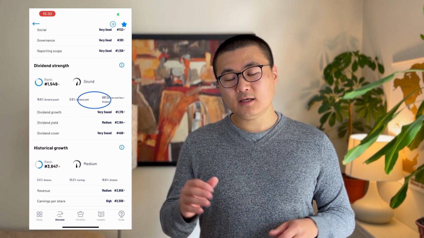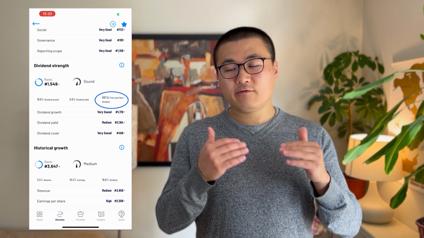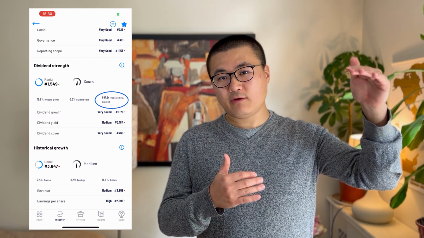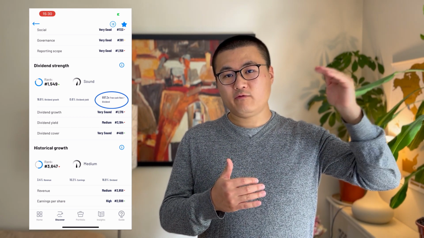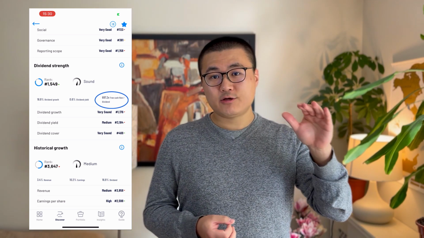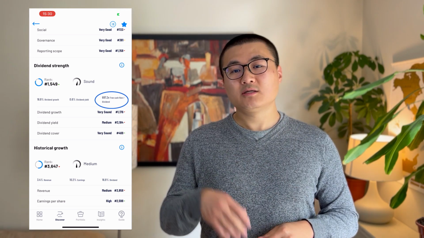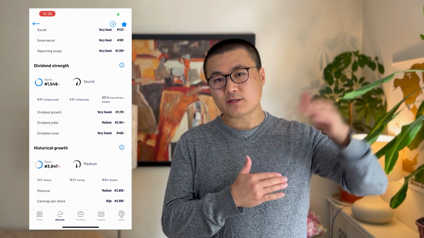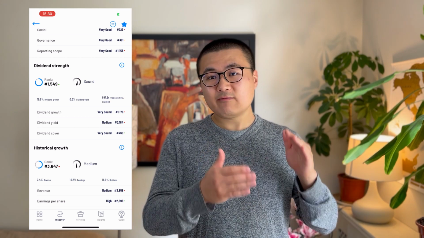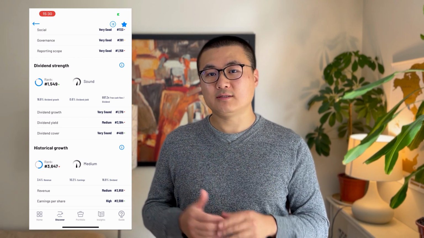However, here you can see its dividend cover, and here we define that as the amount of free cash flow the company has over the dividends it pays, and that ratio is almost 700 times. So what that tells you is the amount of cash and profits Apple generates is about 700 times the amount of the dividends Apple pays.